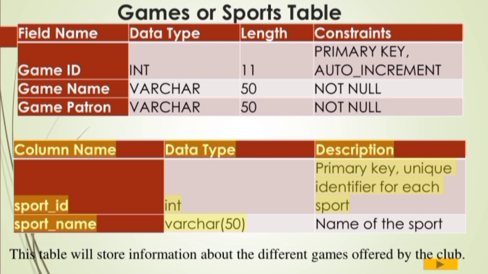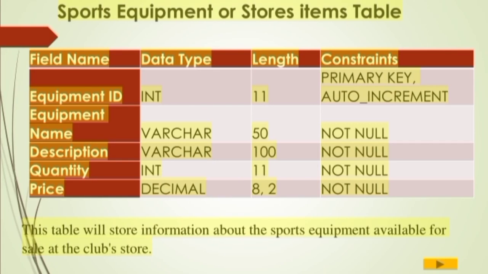Column Name, Data Type, Description. sport_id, int, Primary Key, unique identifier for each sport. sport_name, Varchar 50, name of the sport. Sports Equipment or Store Items Table.